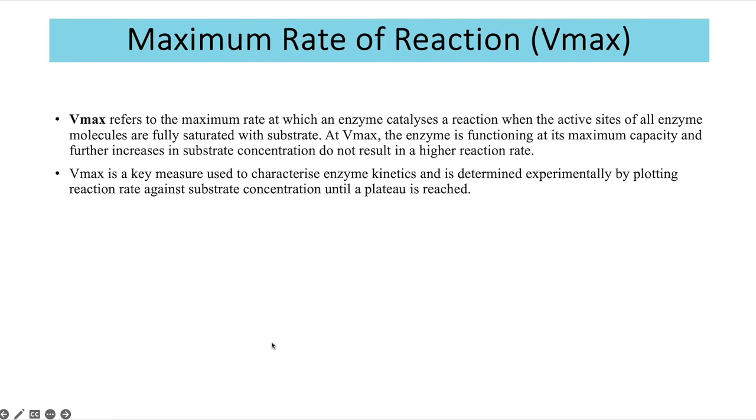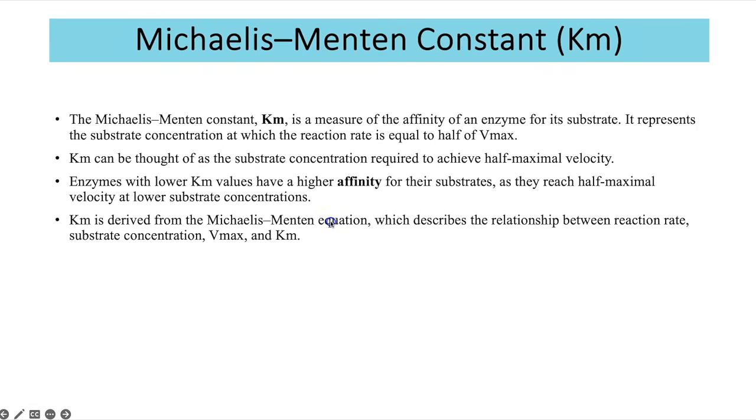So we saw on that graph this idea of Vmax, and Vmax refers to the maximum rate at which an enzyme catalyzes a reaction when the active sites of all enzyme molecules are fully saturated with the substrate. At Vmax, the enzyme is functioning at its maximum capacity, and further increases in substrate concentration won't increase the rate of reaction. So Vmax is a key measure used to characterize enzyme kinetics and is determined experimentally by plotting reaction rate against substrate concentration until you see that plateau being reached.